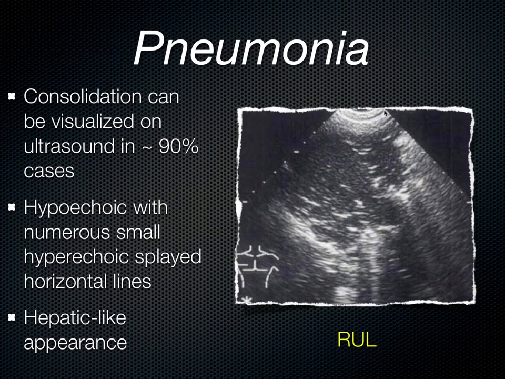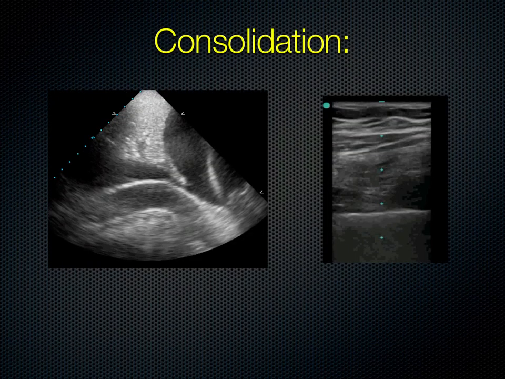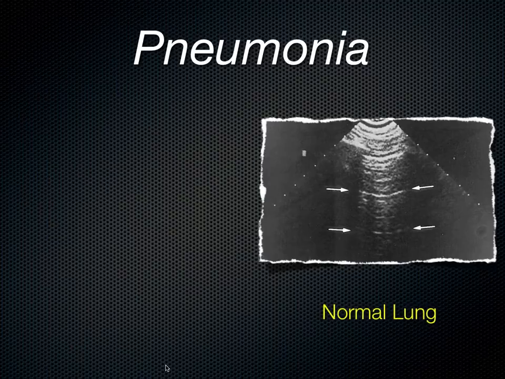So here's some examples. In about 90% of the cases you can actually see a consolidated area of lung. This lung looks grayscale, dark gray. It has these horizontal white hyperechoic lines throughout which represent the bronchograms. And the lung itself is starting to look like liver. Here's another example where the lung can be seen. There's fluid all around. The lung is consolidated, but you can actually see some bright white splayed horizontal and perpendicular lines throughout which represent the connective tissue.